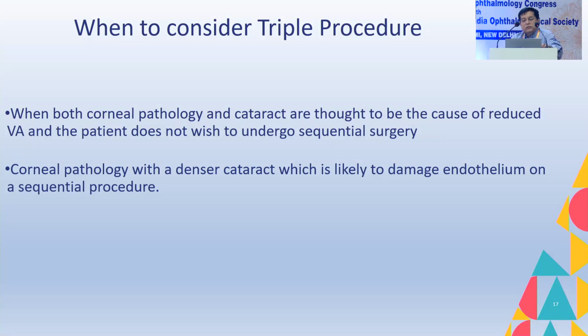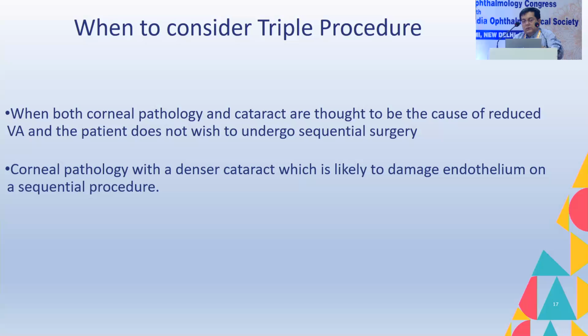So when should you consider triple procedure? I would consider triple procedure only when the cataract is very advanced. If I do a PK now and a cataract surgery later on in a very hard, let's say grade 4, grade 5 nuclear cataract, then it will lead to significant corneal damage, endothelial damage. So that is when I would probably do a triple procedure.